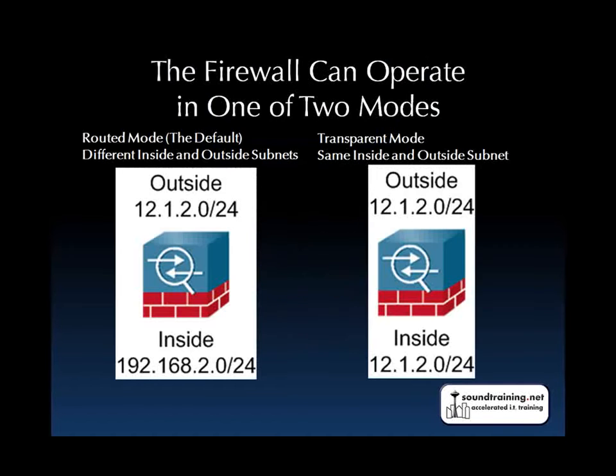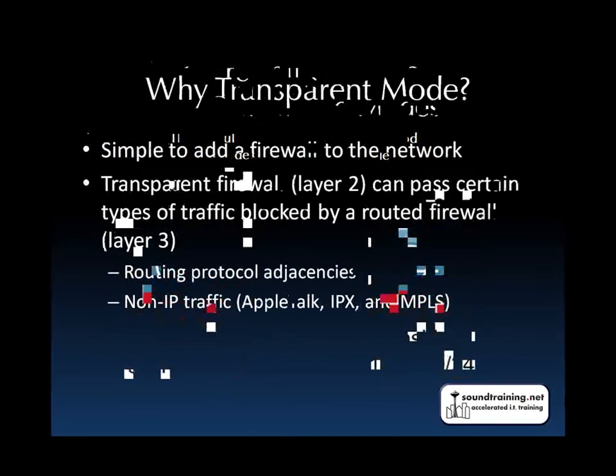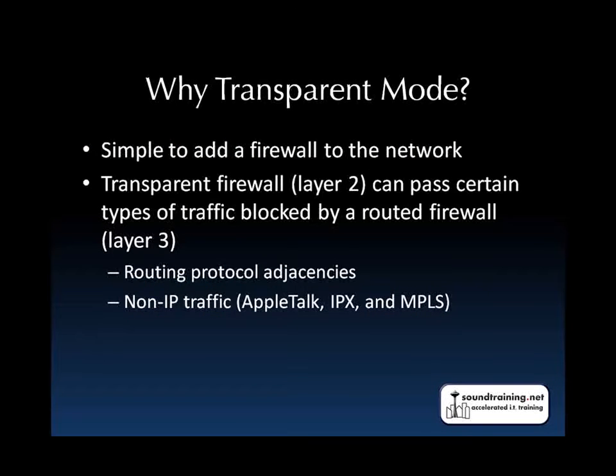So here we go. Your firewall can operate in one of two modes, either routed mode, which is the default, or transparent mode. In routed mode, your firewall is acting like a layer 3 device. There's a different inside and outside subnet. In transparent mode, it's acting like a bridge, a layer 2 device, and you have the same inside and outside subnets. Why would you want to do this?